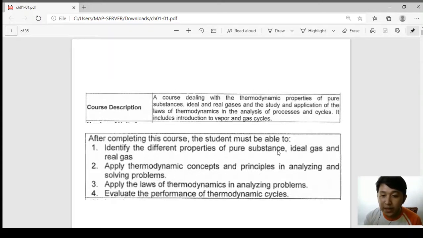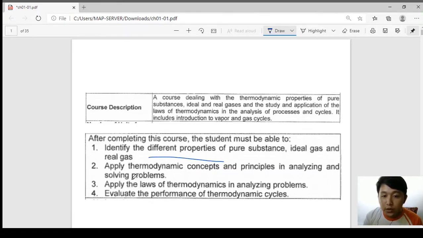Wait lang, makita lang ba ang slide? Gi-PDF lang na ko siya kay para maka draw and highlight ana. Kita lang siya no. So, okay.